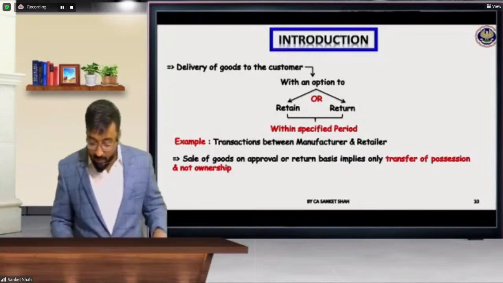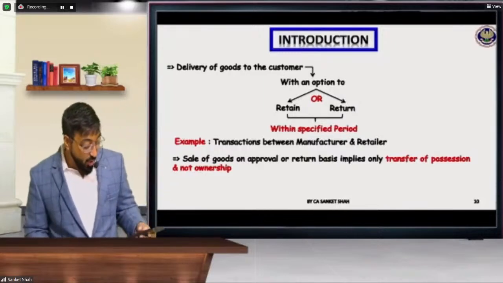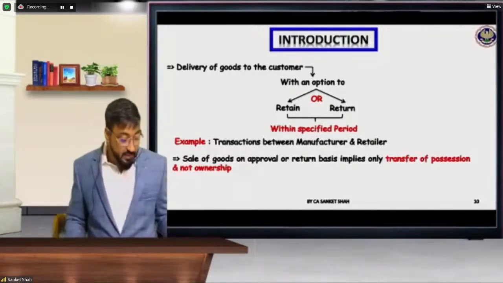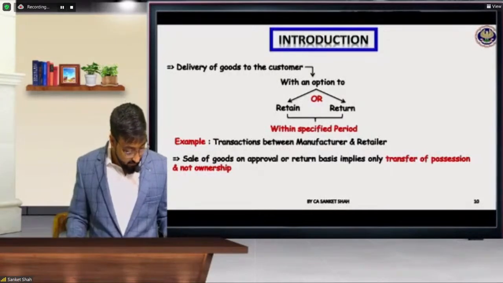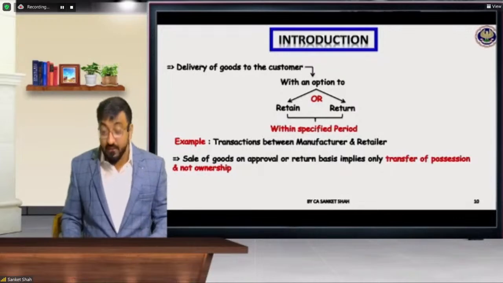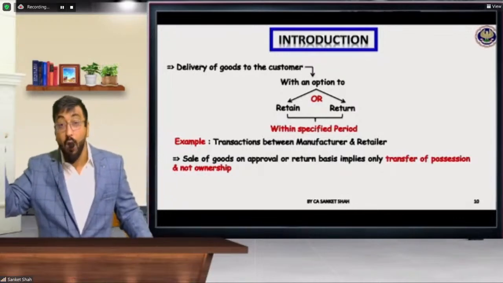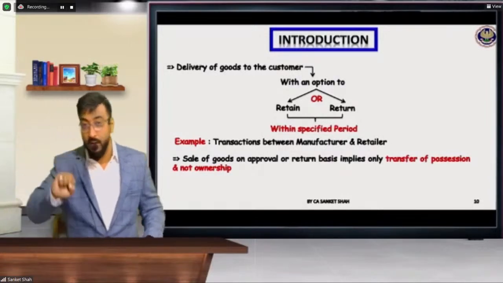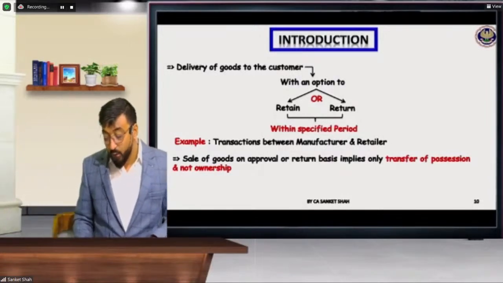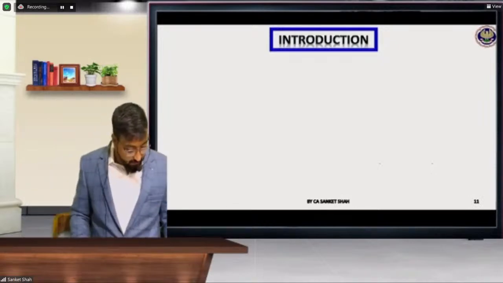सो सेल ऑफ गुड्स ऑन अप्रूवल और रिटर्न बेसिस इंप्लाइज ओनली ट्रांसफर ऑफ पोजीशन एंड नॉट ओनरशिप. ओके, सो ओनरशिप इज ट्रांसफर ओनली आफ्टर, ओके, only after either approval or if that specified period over. Okay, so specified period over होता है तो ही वो मेरे पास हो जाएगा. So ये याद रखना. इस very simple example.